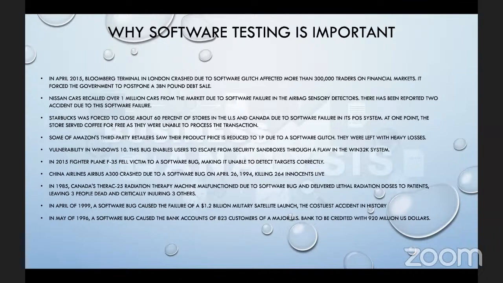So let me take the last one on the list. In May of 1996, a software bug caused the bank accounts of 823 customers of a major US bank to be credited with 920 million US dollars. Just imagine that you wake up in the morning and your account has been credited with maybe $1.2 million, maybe $200,000, all by error and by accident.